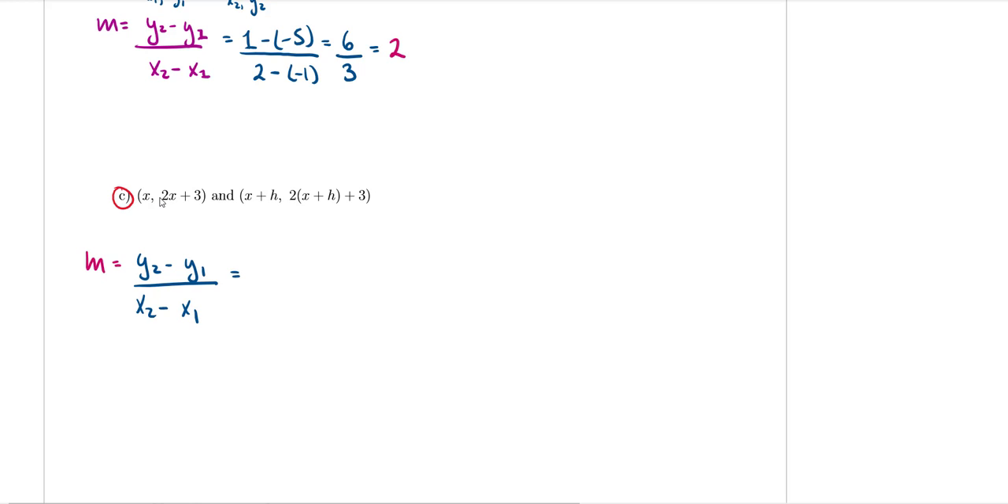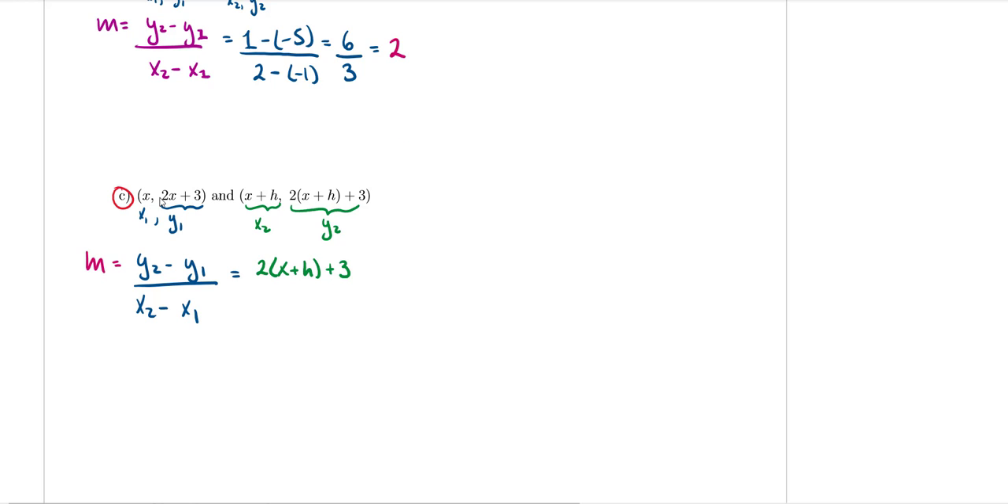But in this case, the x1 is the x. This one here, it's still a y value, so I'll call this one here y1. And for our second point, this is x2, and this one here is the y2. So let's put everything into the formula. So we're going to have y2, which is 2 times x plus h plus 3. And in fact, I'll put it in a different color. Let's see, let's put them in green. And the same thing for the x2.